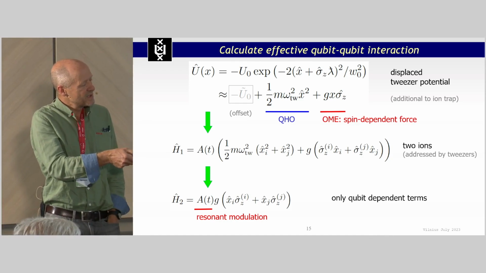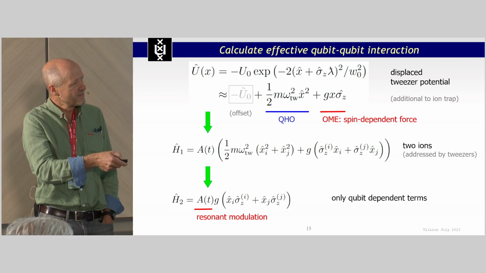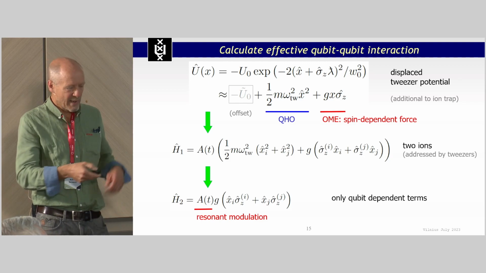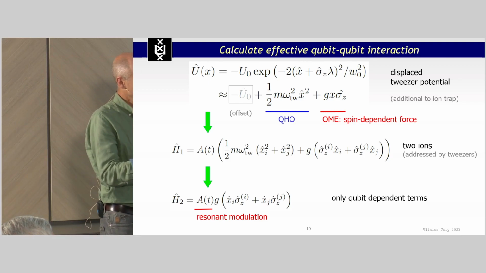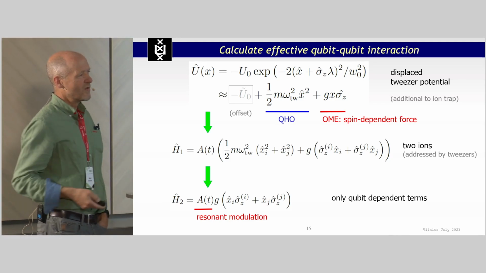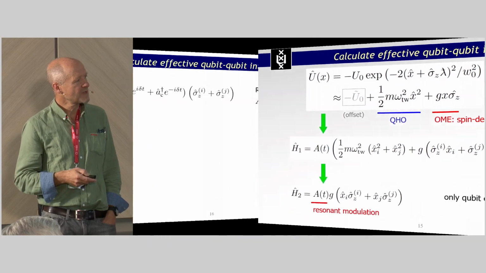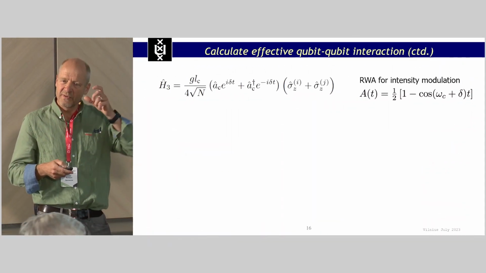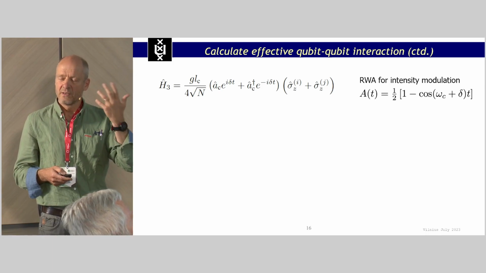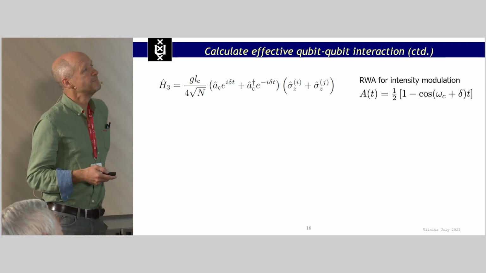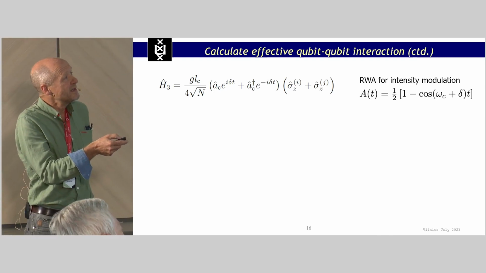But what is now interesting is you can modulate the strength of this interaction by modulating the intensity of your tweezer, this A of t. This allows you to resonantly enhance this kind of interaction. So you modulate it close to the trapping frequency of your center of mass mode, with small detuning delta, as it's called.